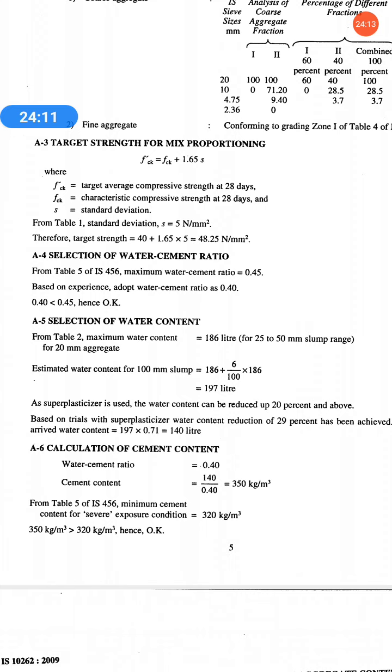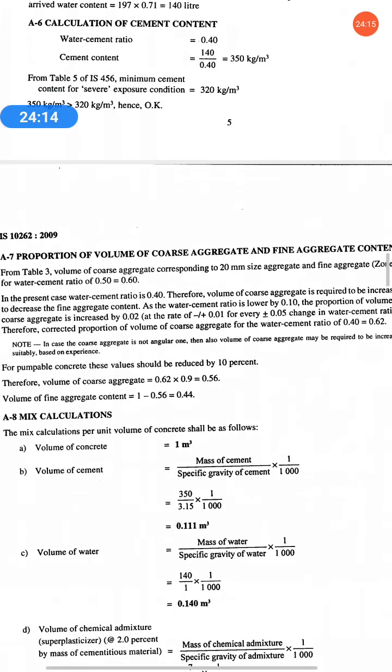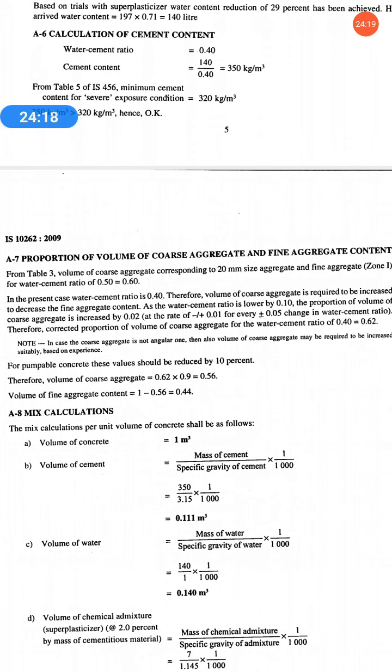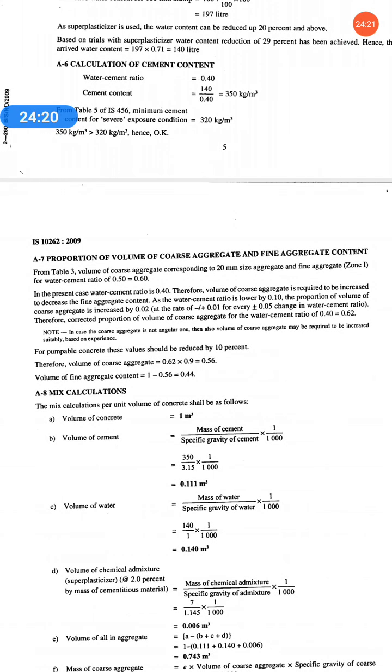So this is about cement content, water content and water cement ratio. Now the next procedure is the proportion of volume of coarse aggregate and fine aggregate content. So we are proportioning this volume of coarse and fine aggregate.